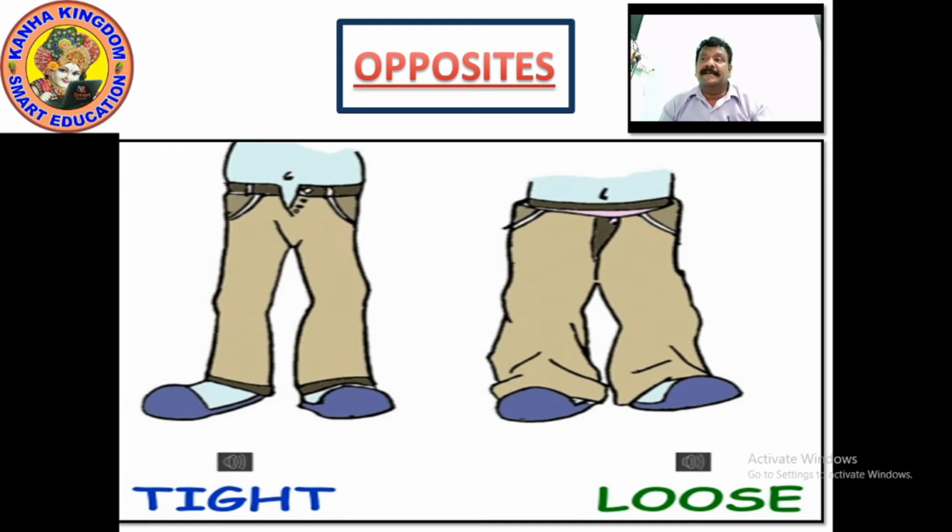And here you can see he has worn it on his waist, but it is not staying. It is trying to come down. That means it is big for his size. So it is loose. Tight. T-I-G-H-T. Tight. Loose. L-O-O-S-E. Loose. Opposite of tight is what? Opposite of tight is loose. Opposite of loose is what? Tight. Please write this down.